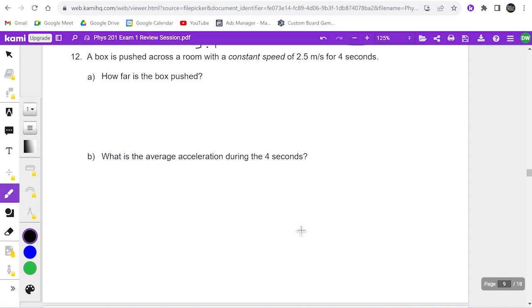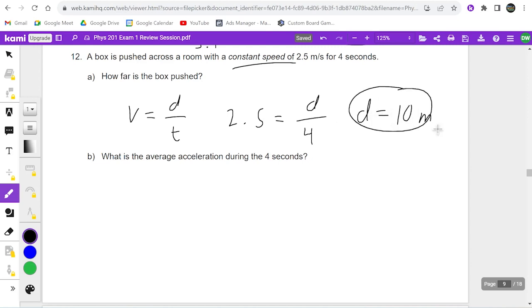Okay, time's up. So first, if we want to find how far the box is pushed, and again, it's constant speed, then you just use v equals d over t again. Velocity is 2.5. The distance is what we're solving for, divided by 4. Multiply both sides by 4, you get d equals 10 meters. Hopefully you got that.